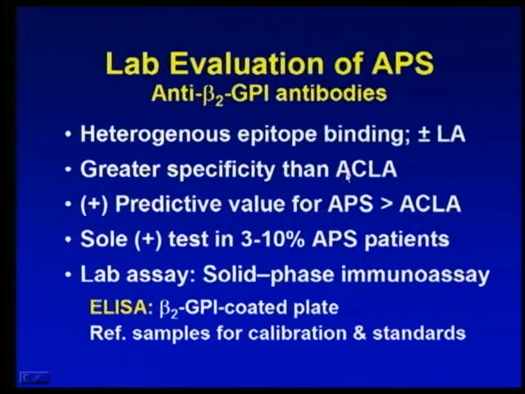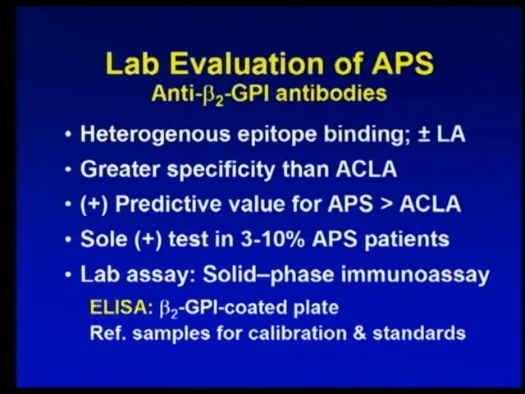In general, as we'll talk about, they have greater specificity than the anticardiolipin antibodies, at least for antiphospholipid syndrome, and greater positive predictive value for patients with those clinical complications. In rare patients with the antiphospholipid syndrome, the anti-beta-2 glycoprotein antibodies will be the only serologic abnormality that you'll find.